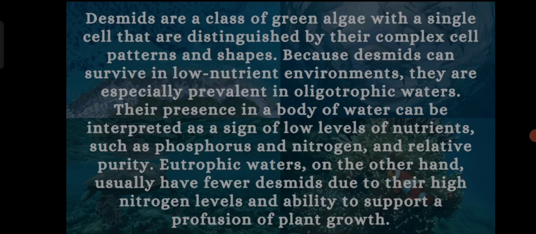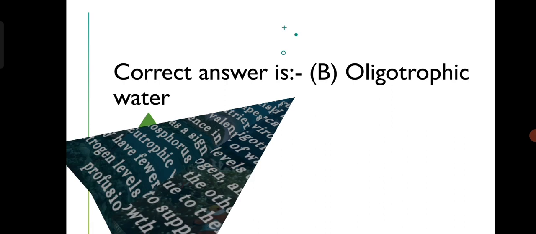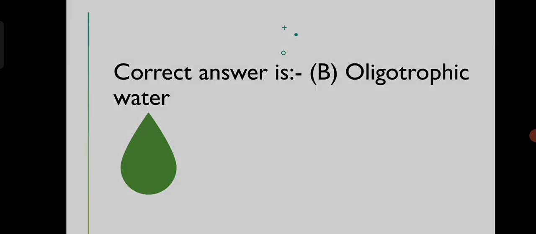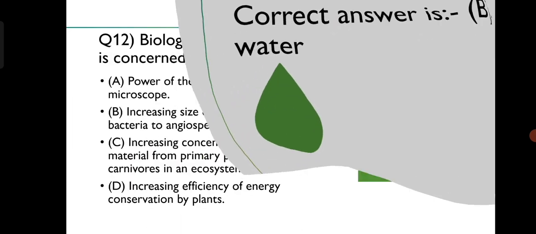with low nutrient levels, indicating that the water is relatively unpolluted, while they are less common in eutrophic waters with high nutrient levels and abundant plant growth. So from this information we got to know that our correct answer is oligotrophic water, that is option B. Now moving on to the next question.